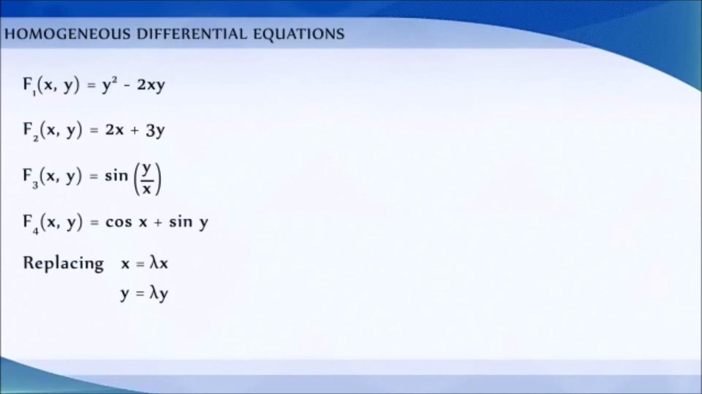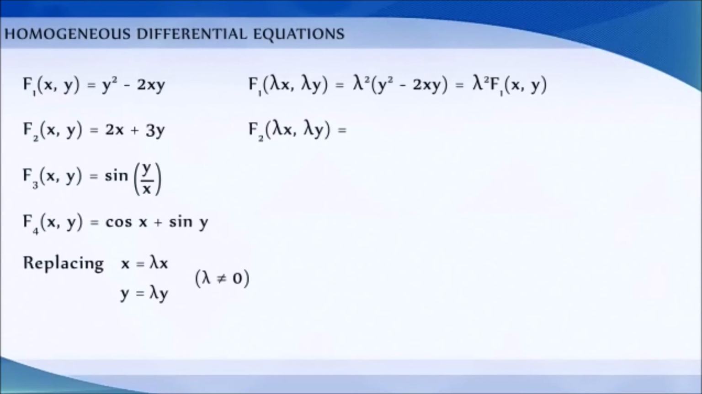Now, if we replace x and y by lambda x and lambda y respectively in the above functions, for any non-zero constant lambda, we get f1 of lambda x, lambda y is equal to lambda square into y square minus 2xy, which is equal to lambda square into f1 of x comma y. f2 of lambda x comma lambda y is equal to lambda of 2x plus 3y, which is written as lambda into f2 of x comma y.